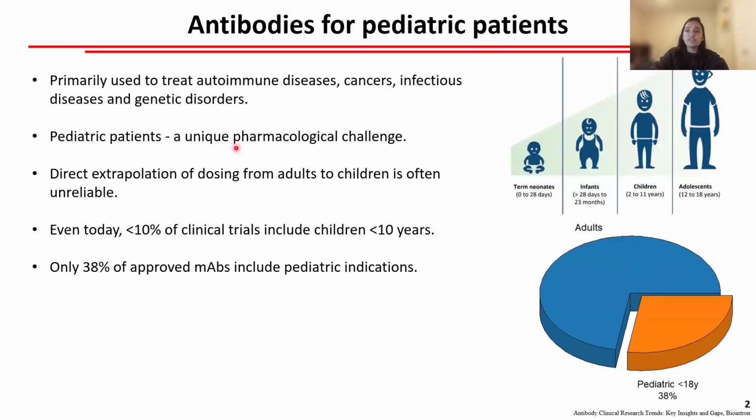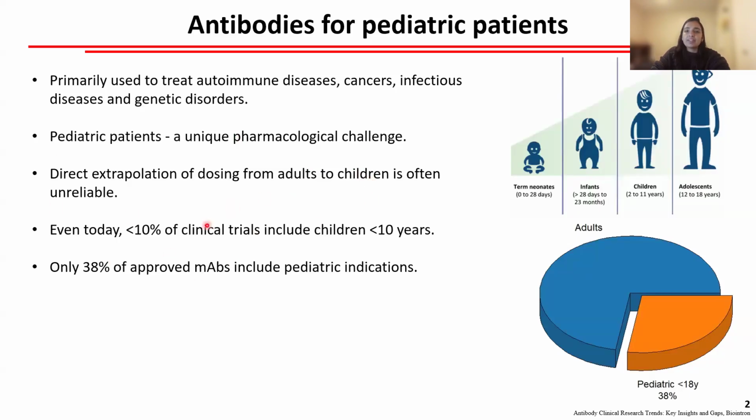Now, in recent years, the use of monoclonal antibodies has increased significantly in pediatric patients. These therapies are being used across a wide range of indications, which would include autoimmune diseases, cancers, infectious diseases, and genetic disorders. However, pediatric patients always pose a very unique pharmacological challenge where they undergo significant age dependent physiological changes. Now, this can alter the antibody PK and PD and therefore make direct extrapolation from adult dosing unreliable. As is commonly known, pediatric patients are not just smaller adults.